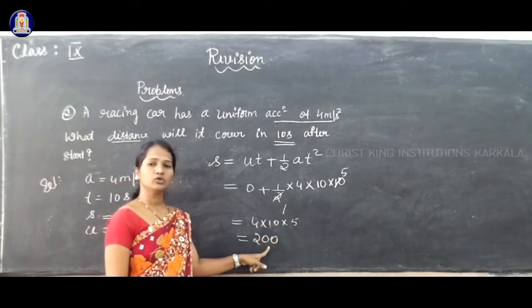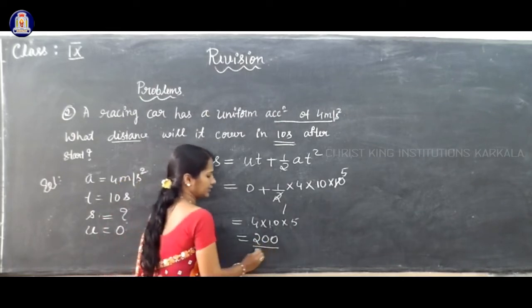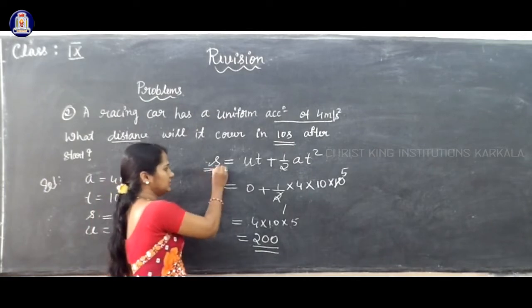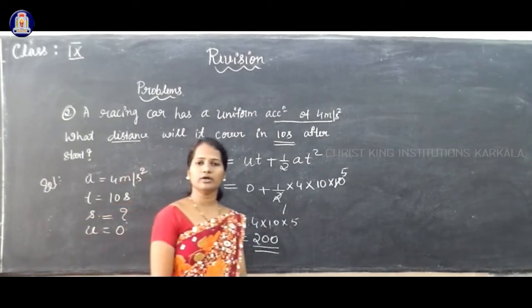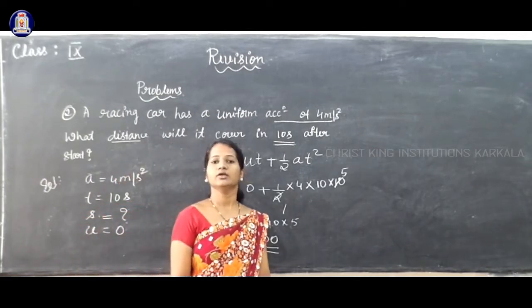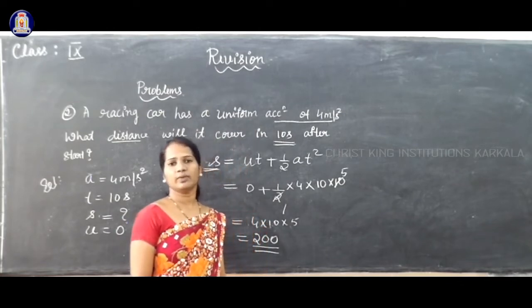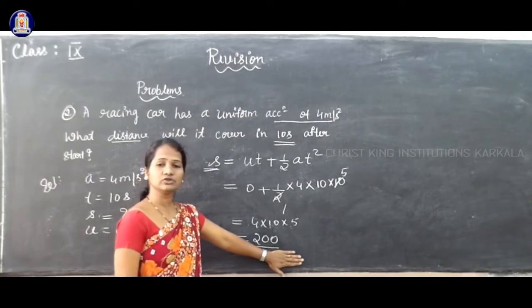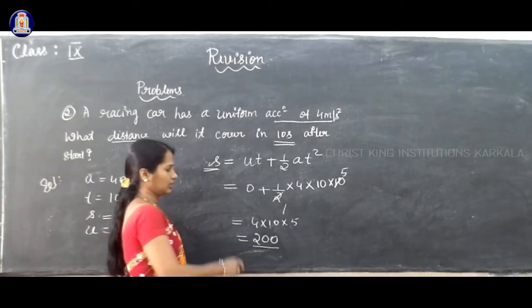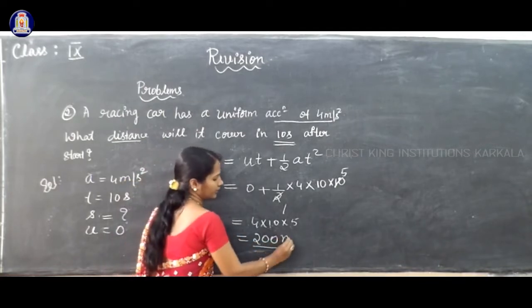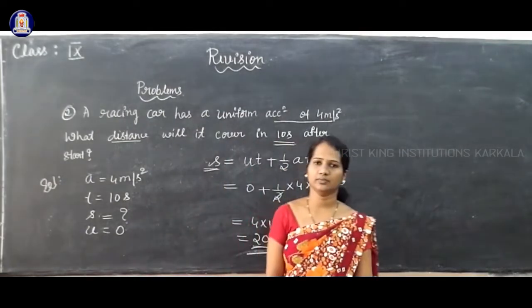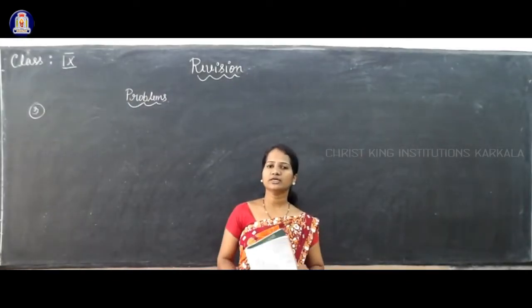The answer will be 200. What is the SI unit of this? This is S. What do you mean by S? S means distance covered or distance traveled. The SI unit of distance traveled is meter. Therefore, S equal to 200 meter. Final answer, 200 meter. So we will move to the third problem.